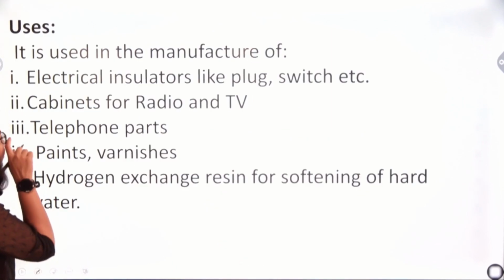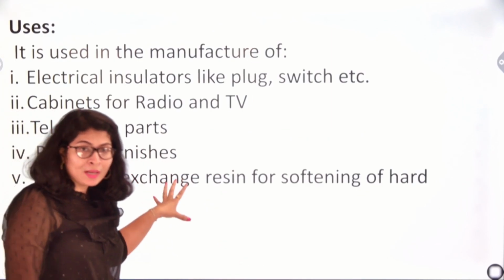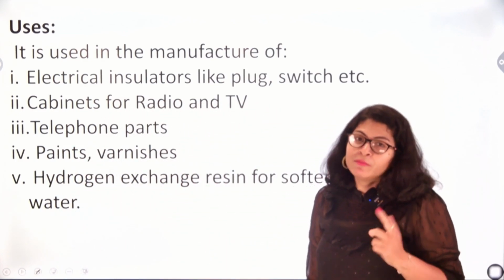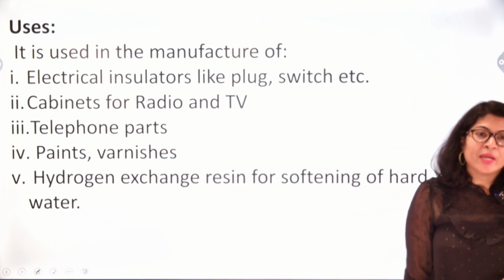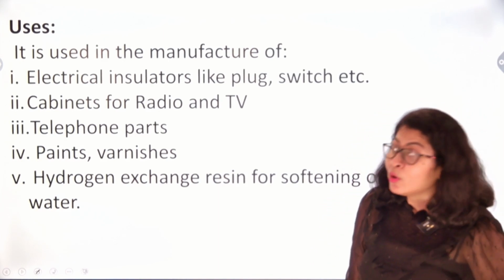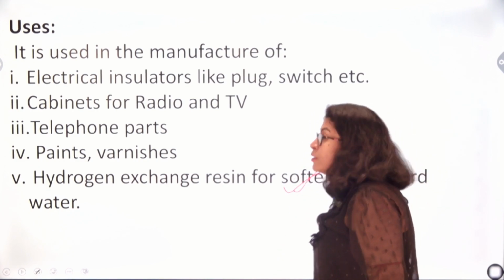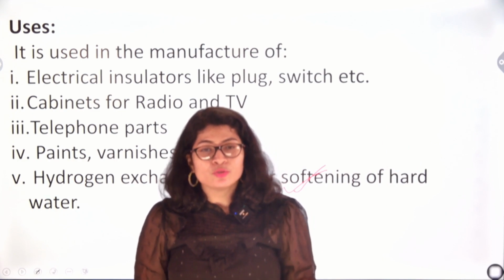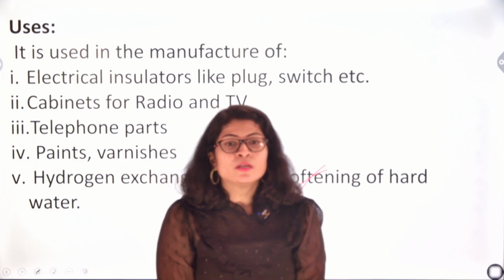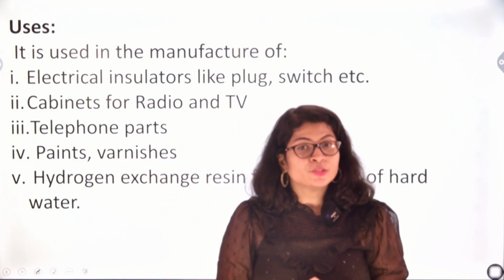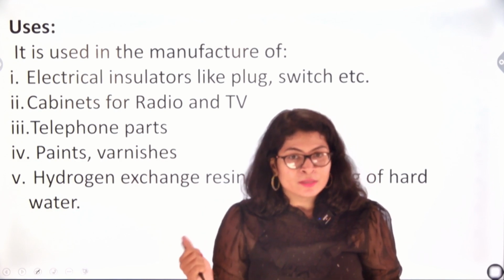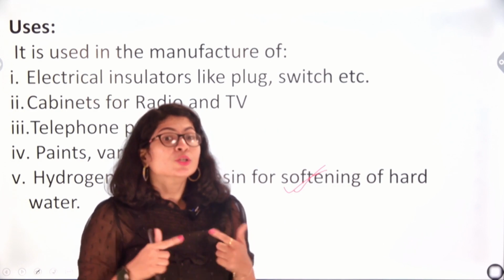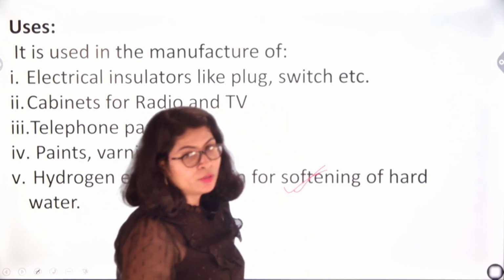Now if I move on, what are the uses of it? Uses of bakelite: it is used as electrical insulators in plugs and switches, cabinets for TV and radio, telephonic parts, paints and varnishes, and a very important thing to remember is it is used for softening hard water. What is hard water? Hard water consists of salts of calcium and magnesium, as a result of which it does not foam with detergent or soap. So what bakelite does is it softens the hard water. It makes the hard water fit for use by converting it to soft water.